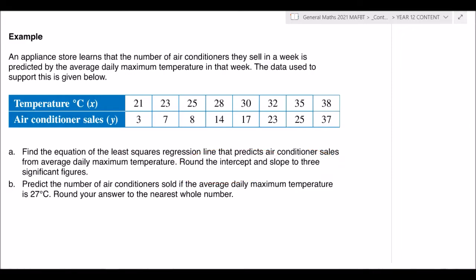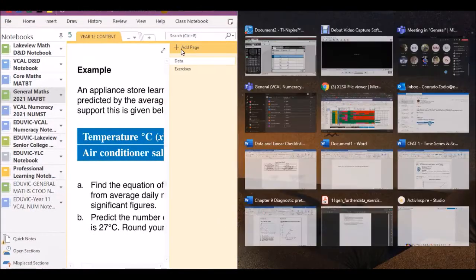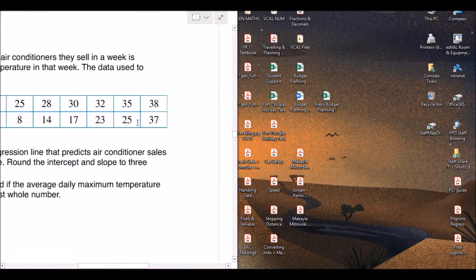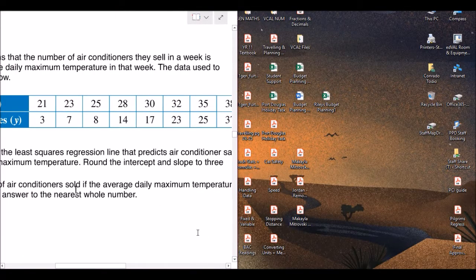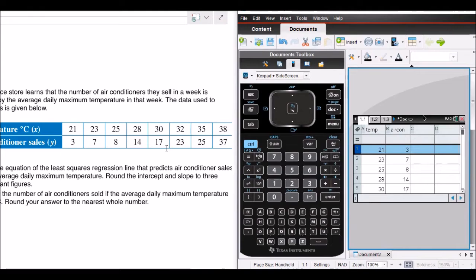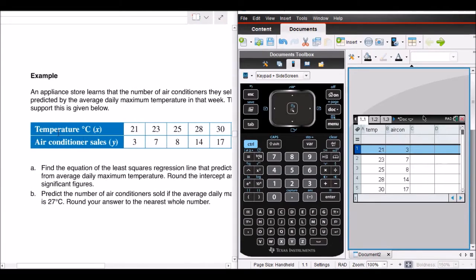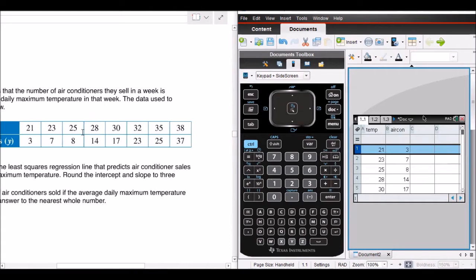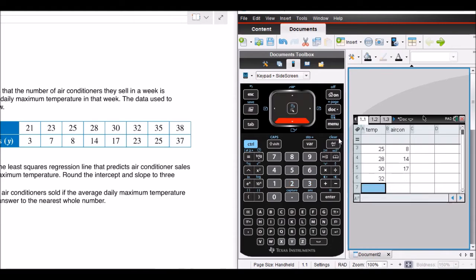All right, so for this question, you got to make sure that you obviously use your calculator for it, but that you understand which is your EV and which is your RV. The good thing is this sort of tells us already. So EV is X, which is temp. RV is Y, which is aircon sales. Now, this is part of the data that I've put here already. So I'm going to just finish that off. We've got 21, 23, 25, 28, 30, 32. So up to 32 now. 32, 35, 38. And for the Y variable, it should be 23, 25, 20, 37.